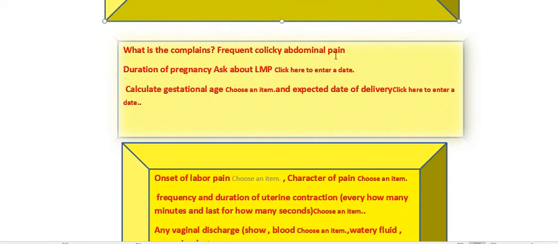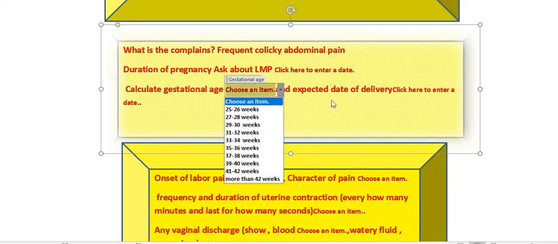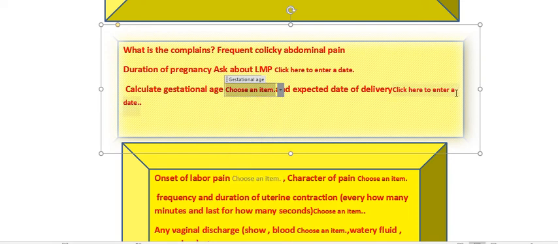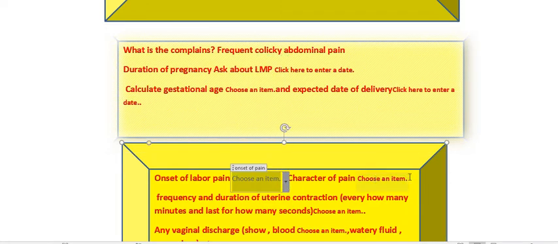And the complaint of the patient is frequent colic labor pain, and we ask about the last menstrual date, and then calculate the gestational age of the patient, and calculate the expected date of delivery, and the onset of labor pain, when, and the character of the pain.